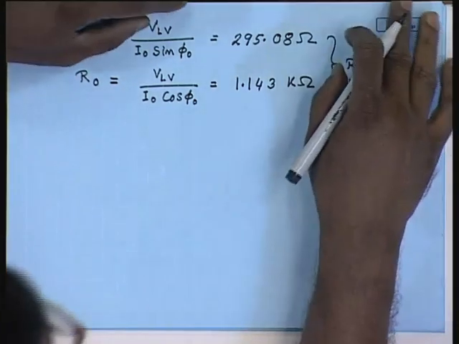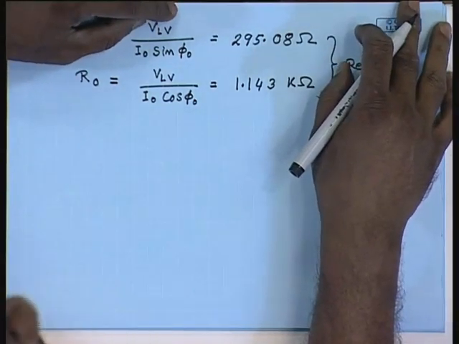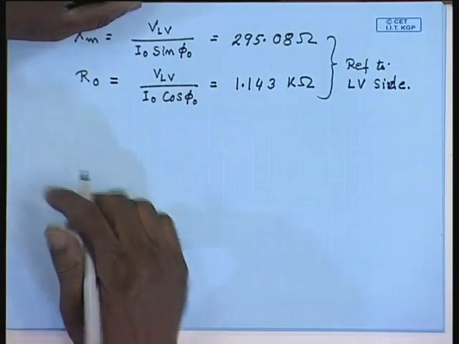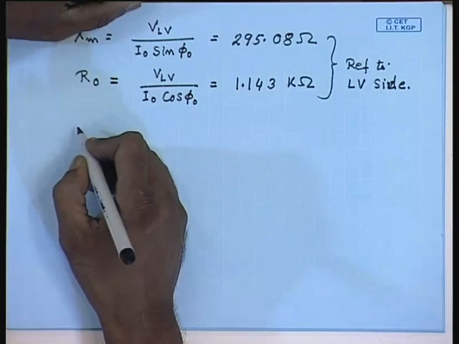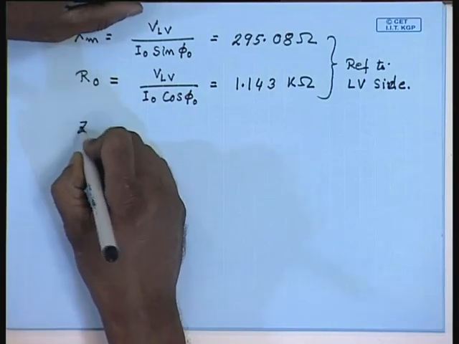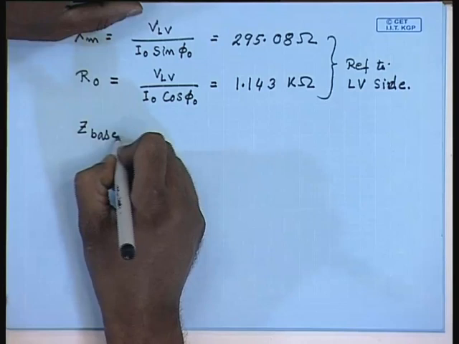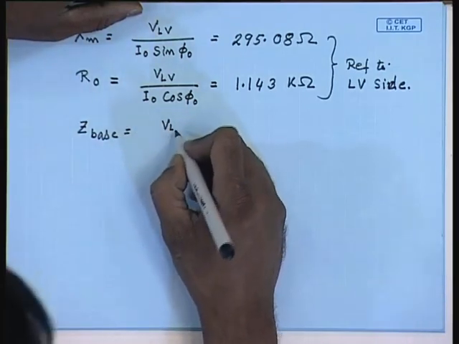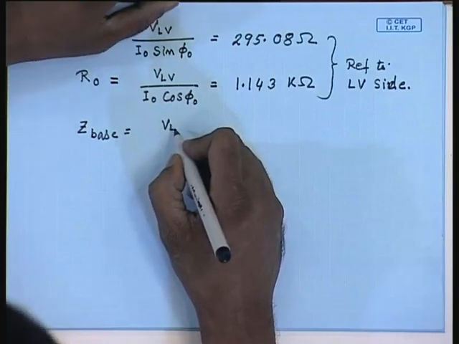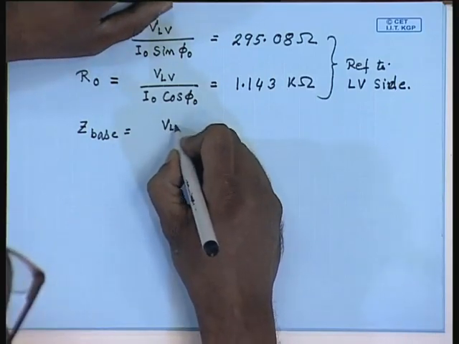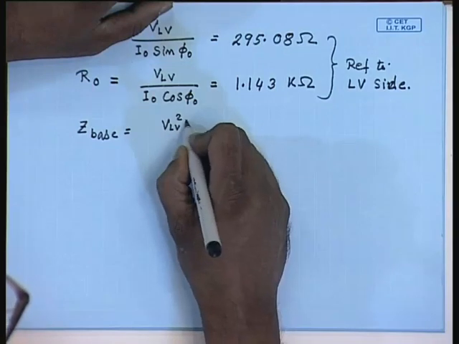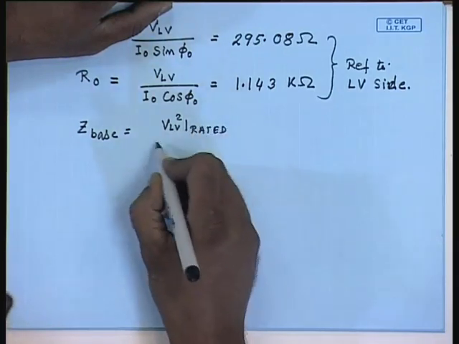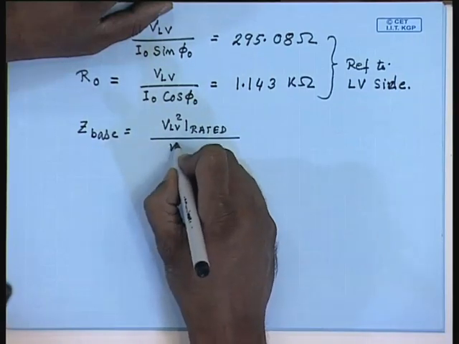As we have seen, there are some advantages in expressing them in per unit. For that, we will have to find out what is Z base on the LV side. So, Z base equal to VLV rated square divided by rated kVA of the transformer.